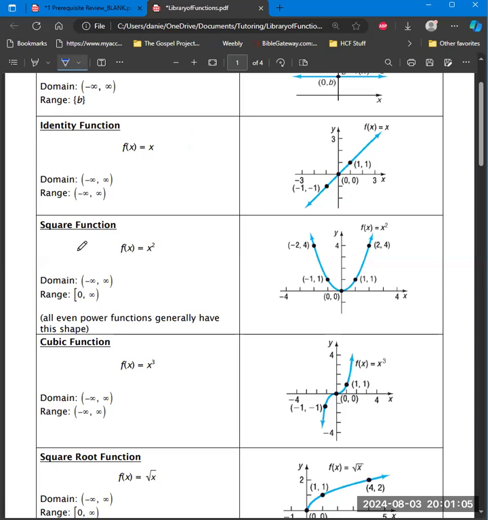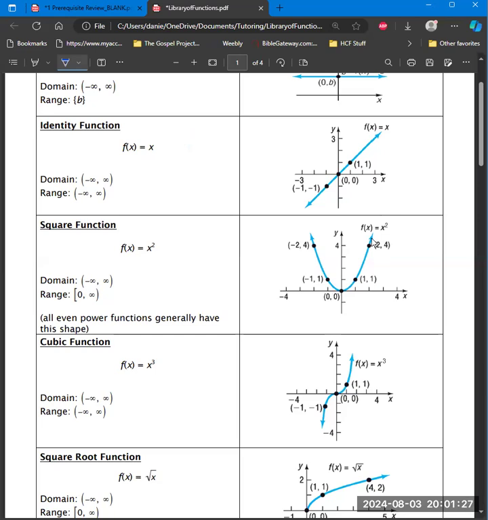And then we have the squaring function here, the quadratic function, f of x is equal to x squared. It has a domain, again, of negative infinity to infinity, but its range is going to be closed with a minimum at 0, and it's unbounded at the top. All even power functions generally have this kind of a shape here.